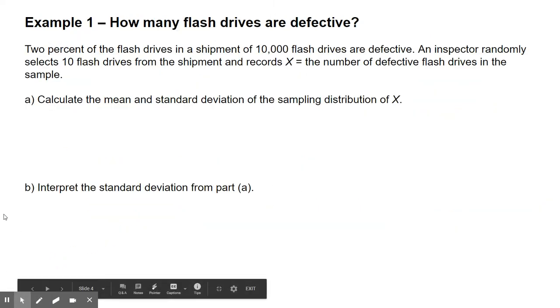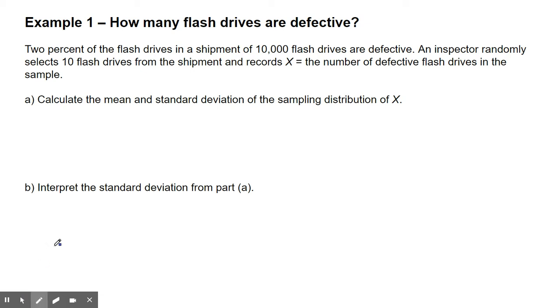Okay, example 1 says how many flash drives are defective? 2% of the flash drives in a shipment of 10,000 flash drives are defective. An inspector randomly selects 10 flash drives from the shipment and records x equals the number of defective flash drives in the sample. Part A, calculate the mean and standard deviation of the sampling distribution of x. So we're going to calculate the mean. The mean is mu sub x. And the standard deviation is sigma sub x.